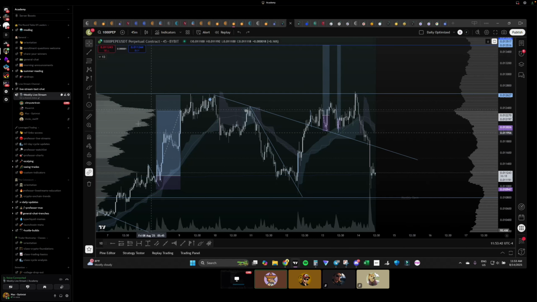Some people don't like this, but I kind of like it. Instead of having to draw the fixed range, you can just get your chart here. I like it a lot. I have it on all my charts actually because I want to see where the volume POC is.